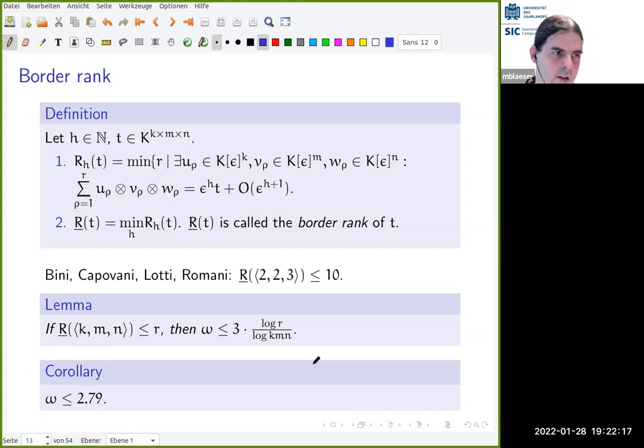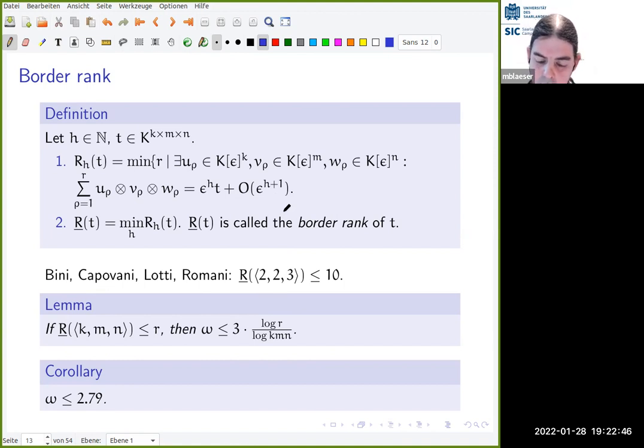But asymptotically, I can understand the border. I don't understand it, but I can control it in such a way that I can still get good upper bounds for matrix multiplication. That's the crucial part. And what I proved is this is now the border rank, and the border rank is essentially this approximation. I have written here the algebraic way, and this is what I will mainly use in this talk, but it really doesn't matter.